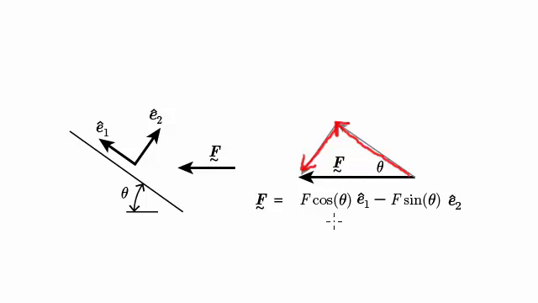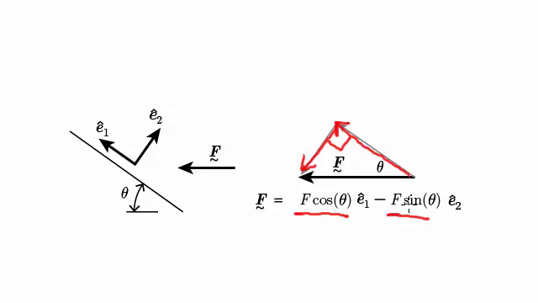Aha, so this tells us it. So this component in the e hat 1 direction, there's the e hat 1 direction, it's got an f cosine theta because it's the side adjacent to the angle. Whereas the piece in the e hat 2 direction, it's an f sine theta because it's the side opposite of the angle in this right triangle, right? This angle right there is 90 degrees.